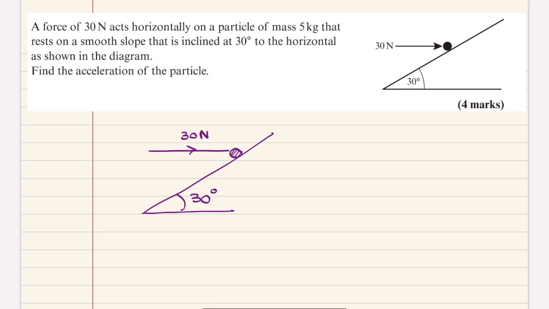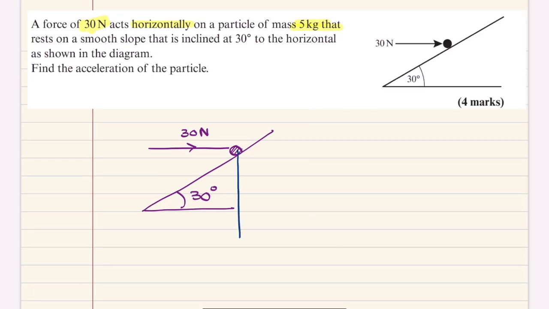The question says a force of 30 newtons, we'll highlight the key information, 30 newtons acts horizontally, on a particle of mass 5 kg. So that's extra information which is not provided in the diagram. So we'll mark the weight of the object by using an arrow. The mass is 5, so the weight is 5g.